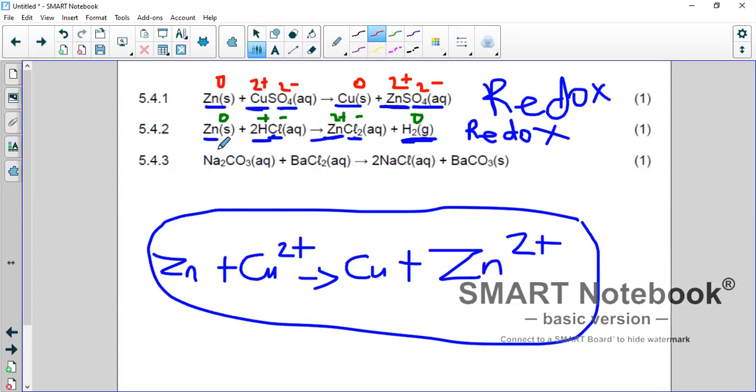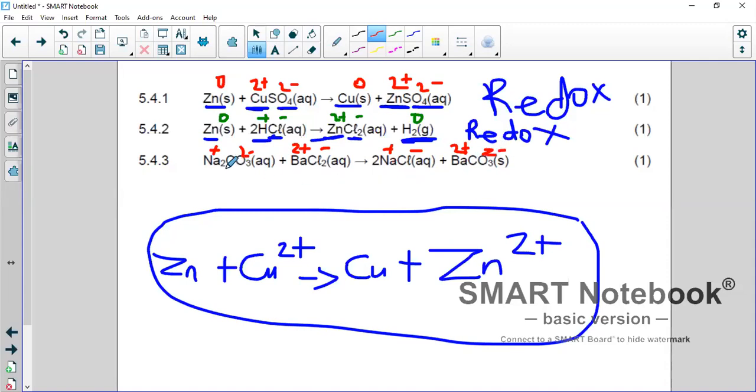We check this one. Sodium is in group 1, so it's a plus. Carbonate is your 2 minus. Your barium is your 2 plus. How do I see that? Chloride is minus. They are 2. So this one becomes a 2 plus. Then sodium is a plus. Chloride is a minus. Barium, I know it's a 2 plus now. And your carbonate is a 2 minus.